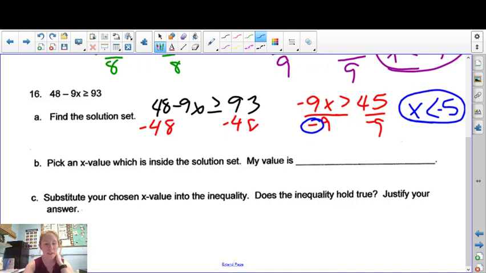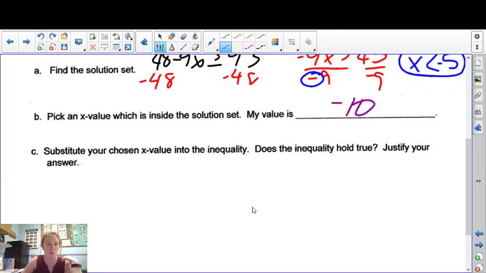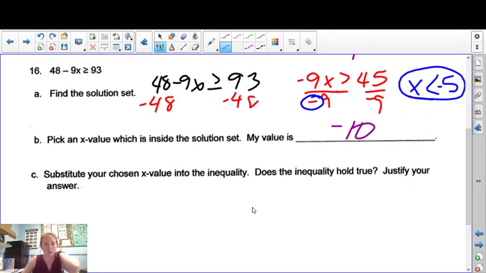Part B says pick an x value which is inside my solution set. So what's something that's less than -5? What about -10? That works. And then part C says to substitute your chosen value into the inequality. Does the inequality hold true? Justify your answer. So we're going to basically plug in my -10 to see whether or not -10 is a valid solution here.